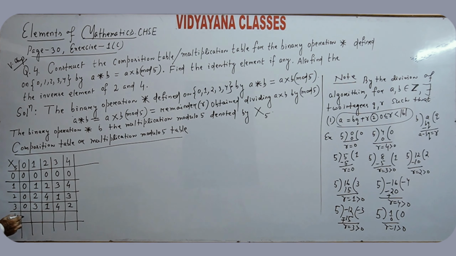4 into 0, that is equal to 0. 5 divides 0 gives 0. 4 into 1 equal to 4. 5 divides 4 gives the remainder 4. 4 into 2, 8. 5 divides 8 gives the remainder 3. 4 into 3, that is 12. 5 divides 12 gives the remainder 2. 4 into 4, that is 16. 5 divides 16 gives the remainder 1.